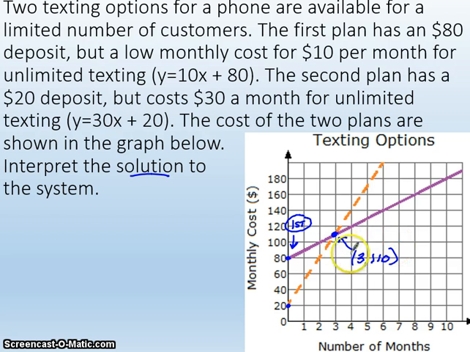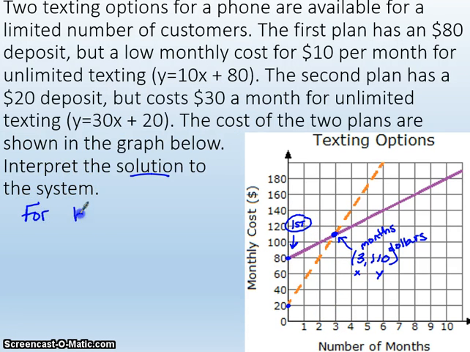So we have this solution, (3, 110). 3 is the x value, 110 is the y value. So the x stands for months, so that's 3 months. And the 110 is the y, so that's cost in dollars. So that's $110. Now, we're talking about cost here, and we're talking that both of them meet at 3 months and $110. So for both plans, 3 months will cost $110.